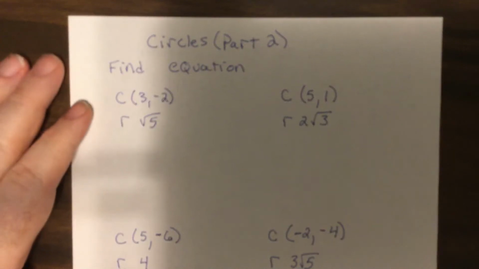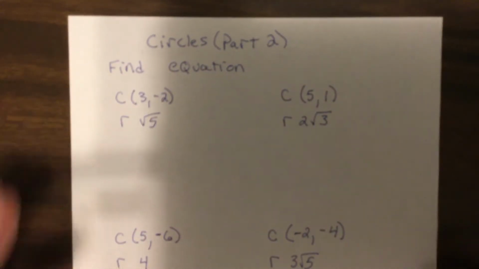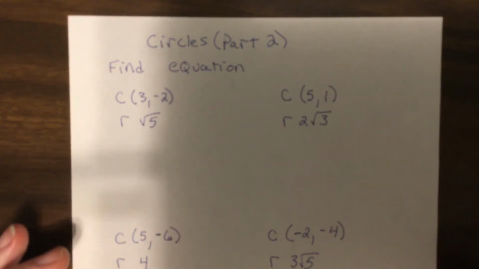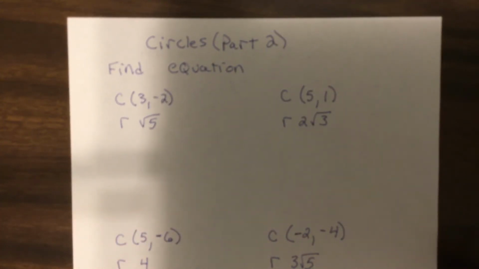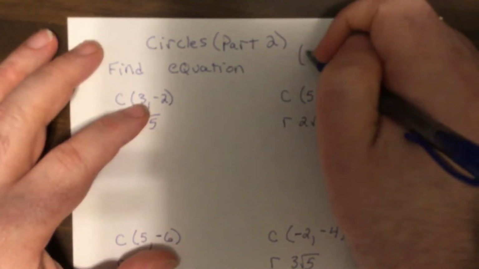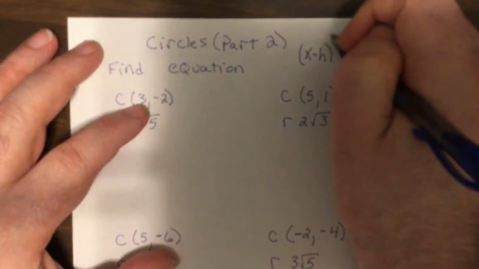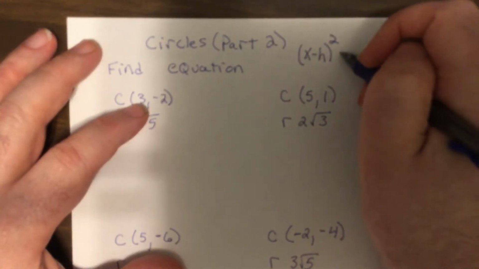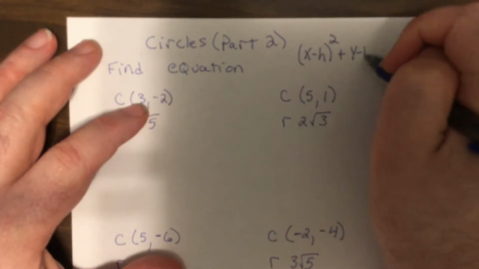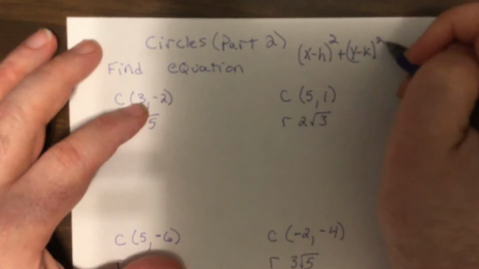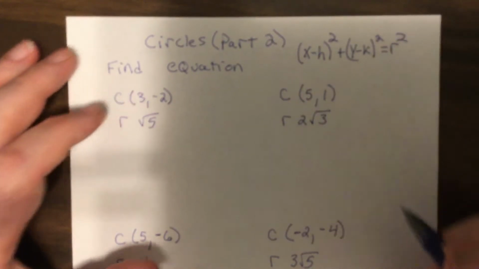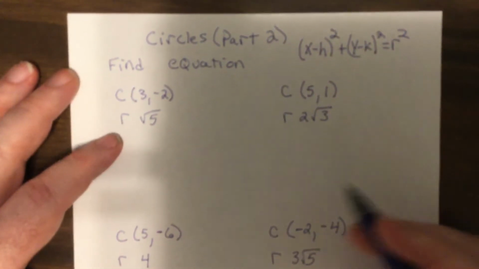So anyways, I like thinking of this like going in reverse. Before, I was given the equation, can we find the information and graph it? Now we're given the information about the graph. Can I find the equation? Now remember, the equation is (x minus h) squared plus (y minus k) squared equals r squared. So these problems should be easy peasy.